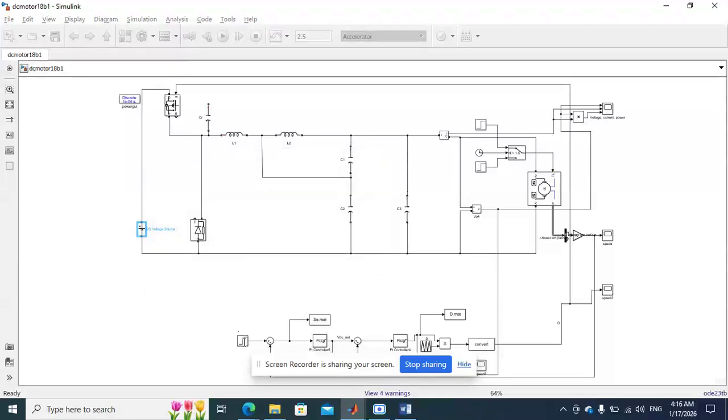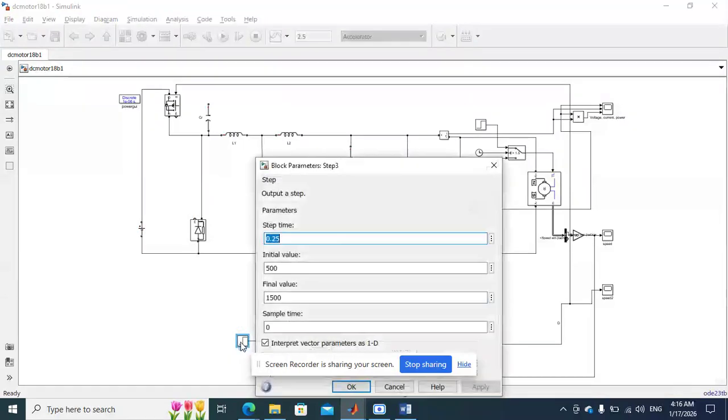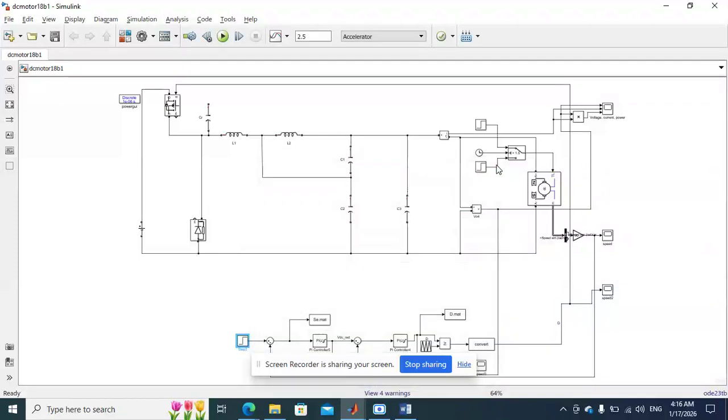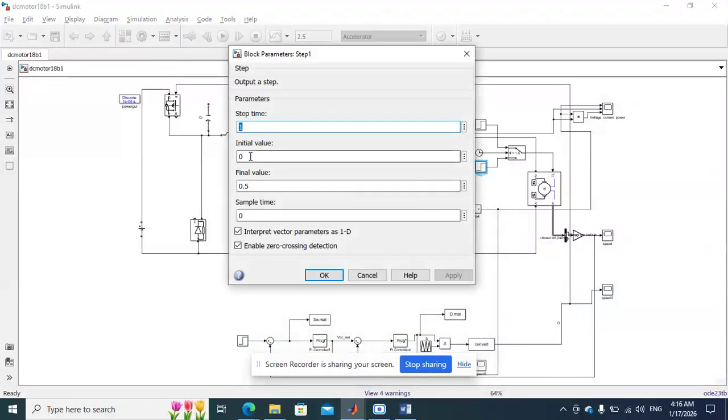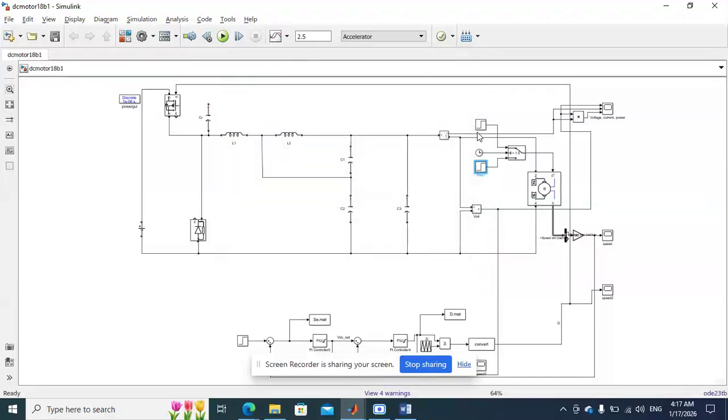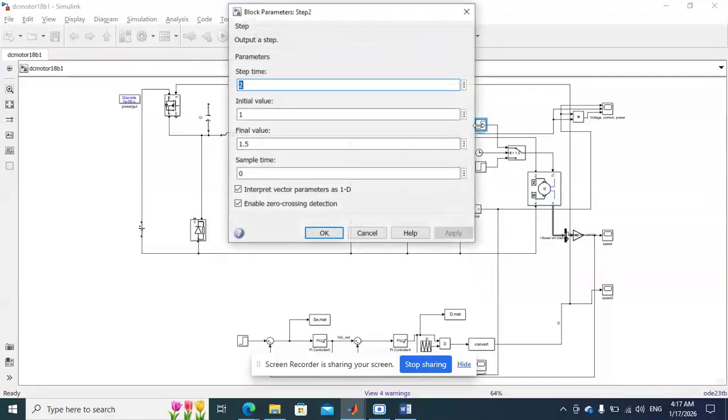And here we have provided the speed reference, initially 500 rpm. After 0.25 seconds it is 1500 rpm. And for torque, initially it will run at no load condition. After 1 second it is 0.5 newton meter, after 1.5 seconds 1 newton meter, and after 2 seconds it will be 1.5 newton meter.